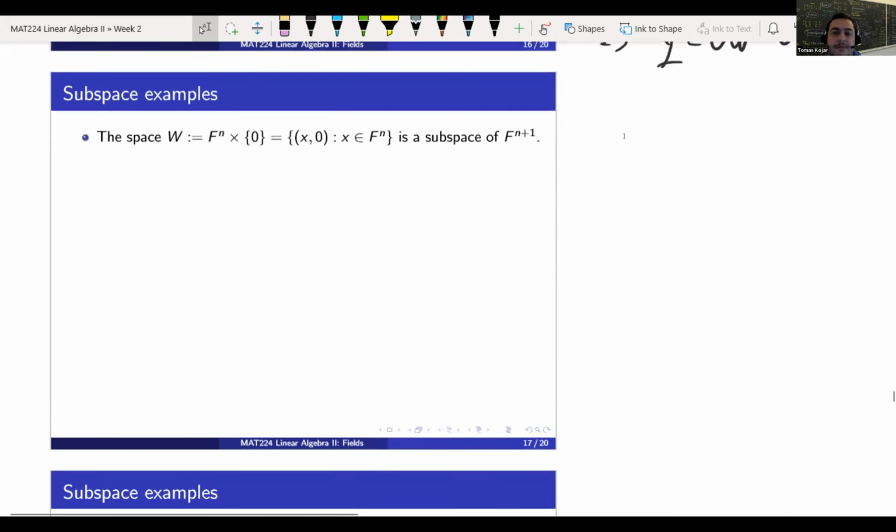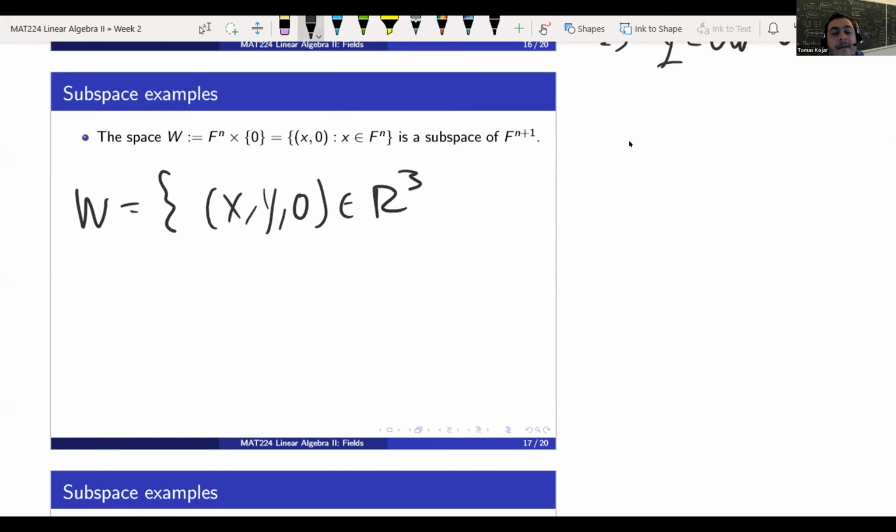Okay, so let's go. Let's do some examples. This is the product. So let me start with something easier. Take W to be x comma y comma 0 in R3, meaning that x and y are in R.